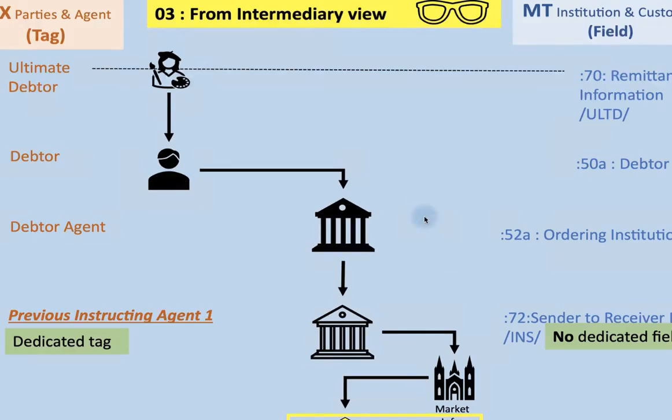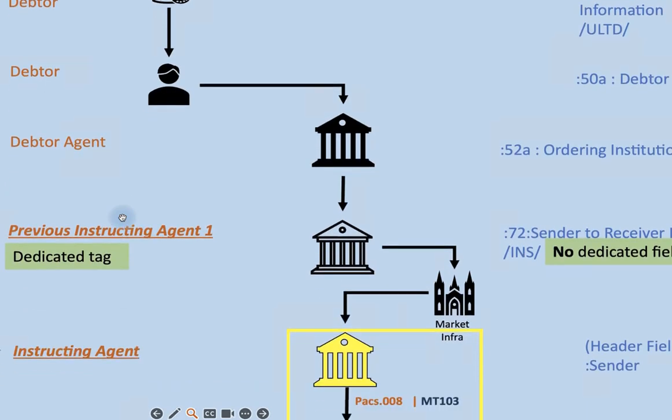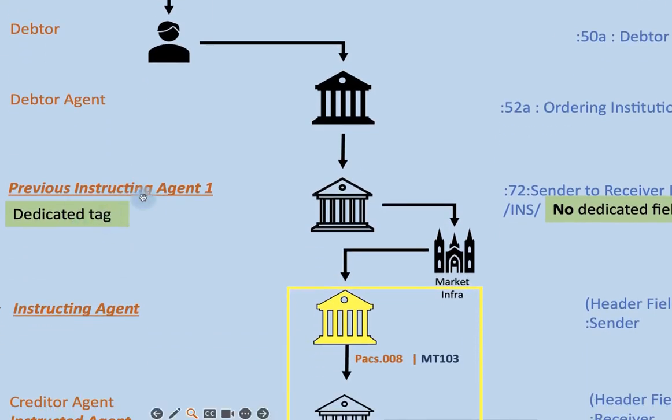So now let's look from the intermediary bank view. Here the information at the top remains very similar. The only important difference is the introduction of the previous instructing agent. This party, which has sent previously, is put into a dedicated tag so that it informs the next bank that this instruction has come from this bank. There is a dedicated tag in MX as shown here, while there was no dedicated tag in MT, but INS was used for that purpose using the sender to receiver tag, that is 72.